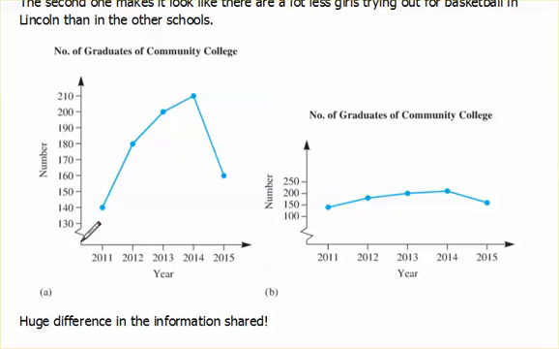But when they start at 130 and go up by increments of 10, you can see a much different picture of what's going on with the number of graduates of this community college from year to year. It looks like there's a drastic change from 2014 to 2015. So it really just depends on how they want to get the information across to you. So don't be deceived.